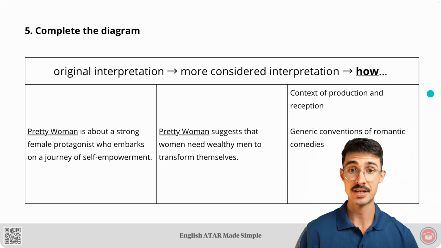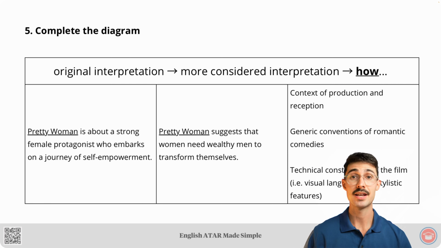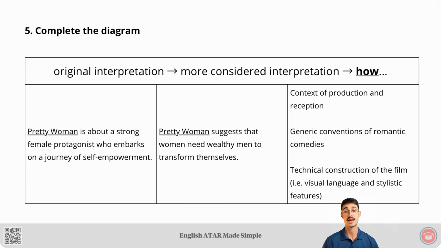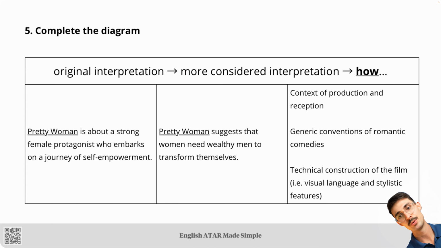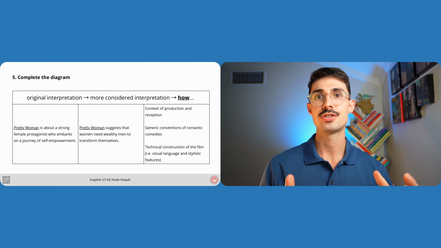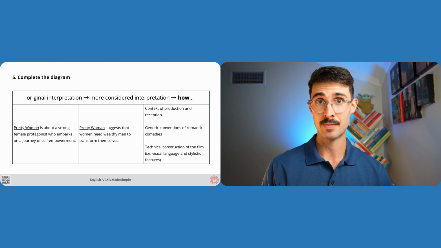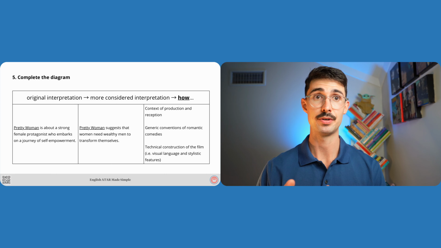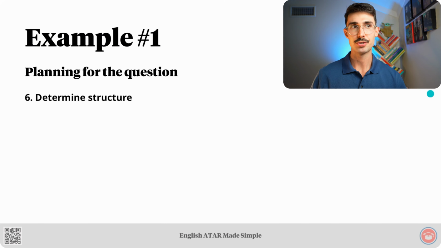Context of production and reception, generic conventions of romantic comedies, and finally the technical construction of the film, which is really just referring to visual, language, and stylistic features. So that is our diagram. Now I want you to consider how this information manifests in the following structure. And that, of course, refers to our sixth and final step, which is determine structure.